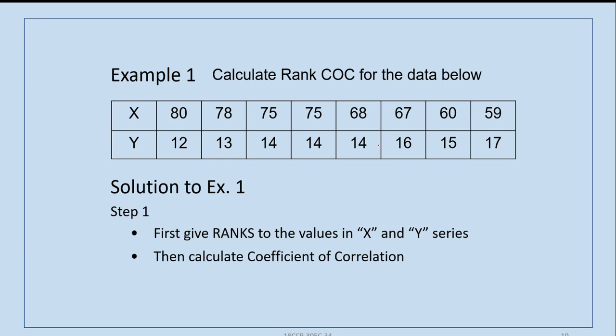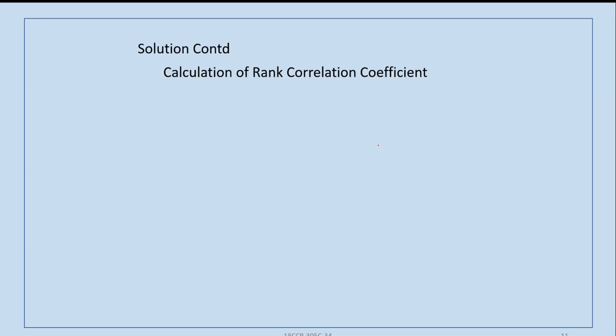So the 3rd, 4th and 5th places are over. For the sixth place, 6 is given. The sixth place is 15, so 15 is given 6. Next 7 for 16 and 8 for 17. So like this, we have to assign the ranks. Now we will go to the solution, then you will understand better.